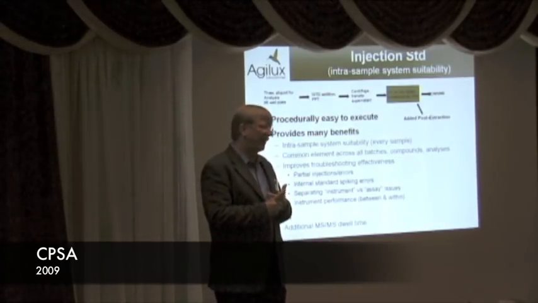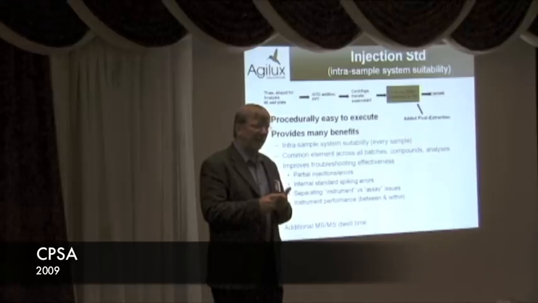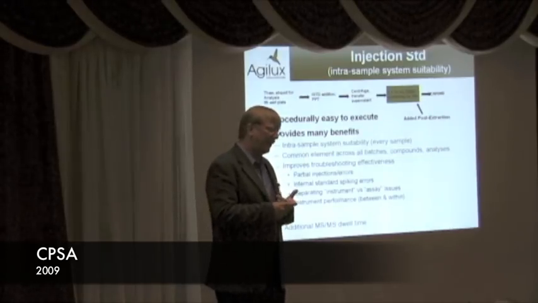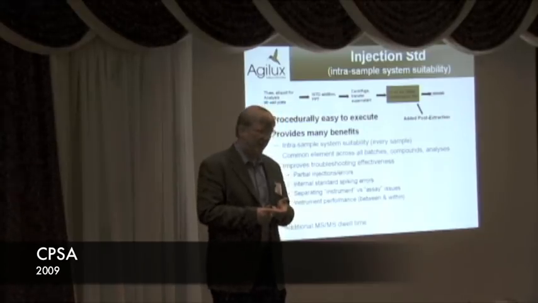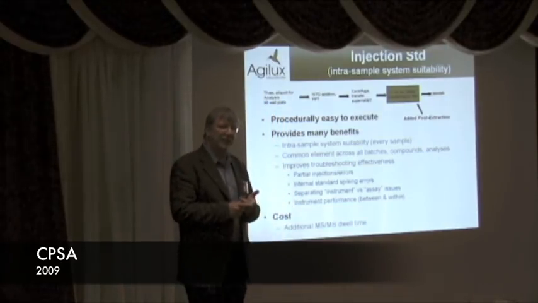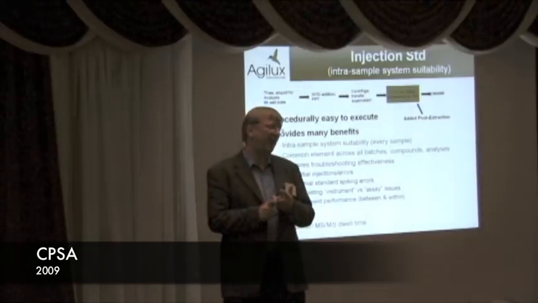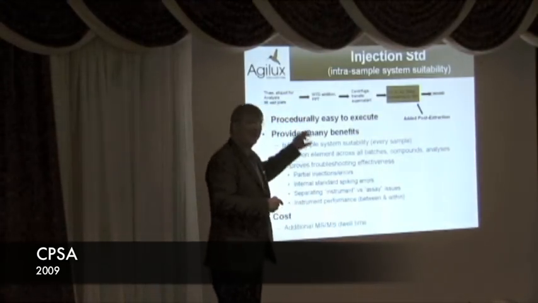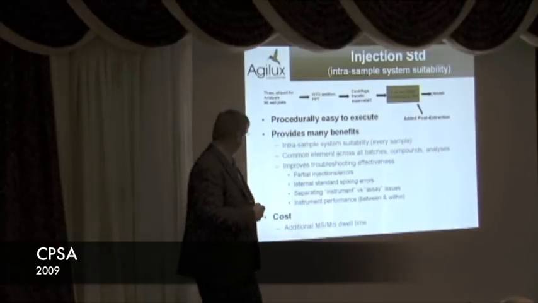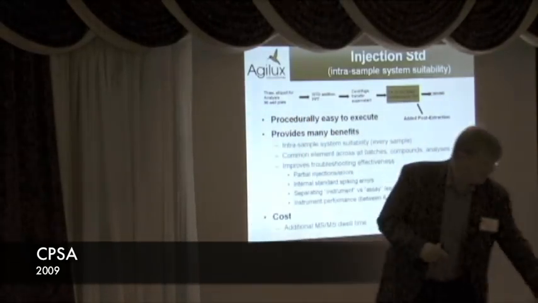A, you have a common thread across everything. It allows you to quickly troubleshoot chemistry issues from chromatography issues, from instrument issues. It allows you to detect autosampler misfunctions. It allows you to detect internal standard misspikes. There's a lot of things it can do, and it's easy to do. And it just costs you a little bit of mass spec time.